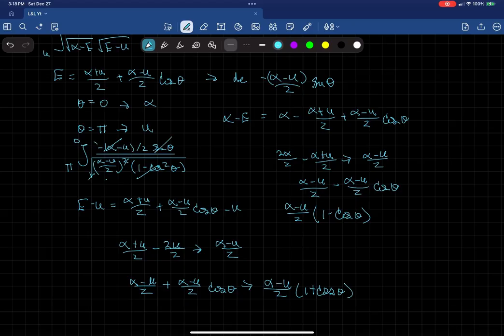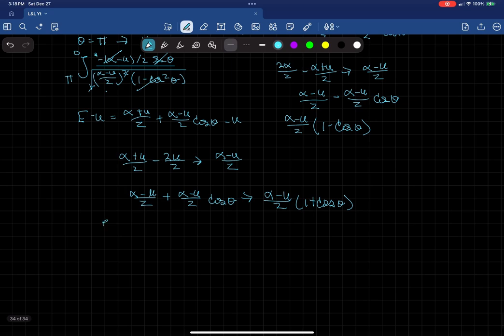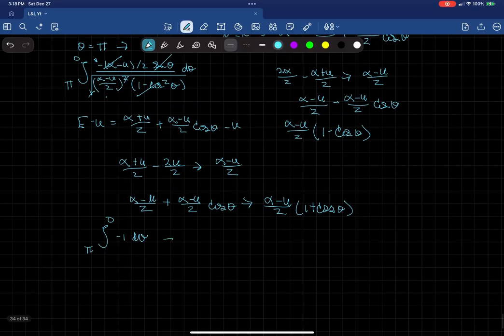And now we have this negative out front. So our final remaining integral is the integral from pi to 0 of negative 1 d theta. And I forgot to write my d theta over here. And this is symmetric, so I can just say it's the integral from 0 to pi of 1 d theta, which just returns me a value of pi. And that is how this integral is elementary.